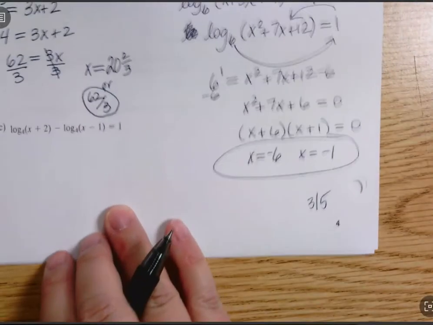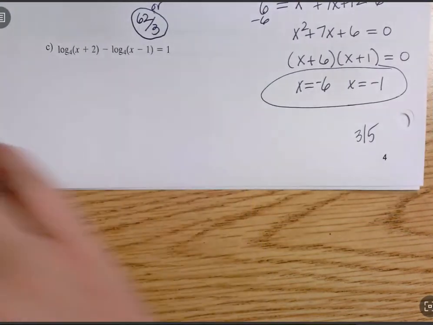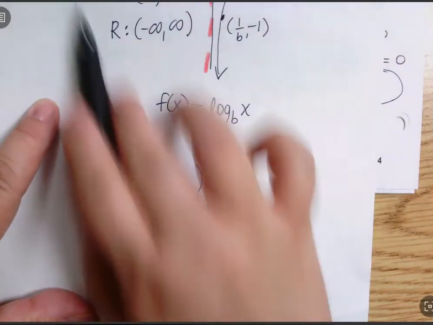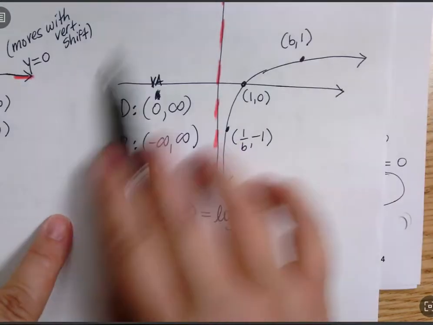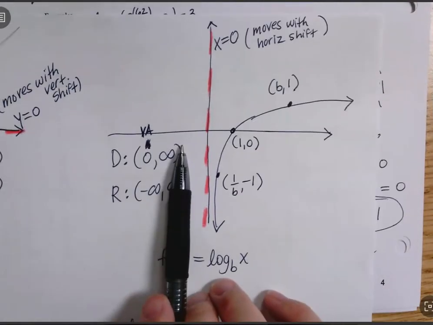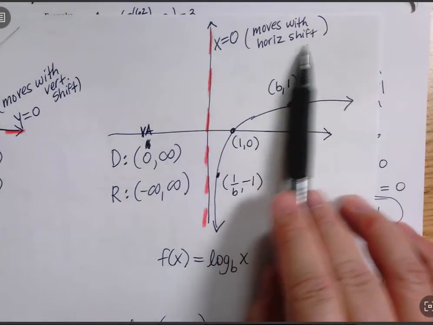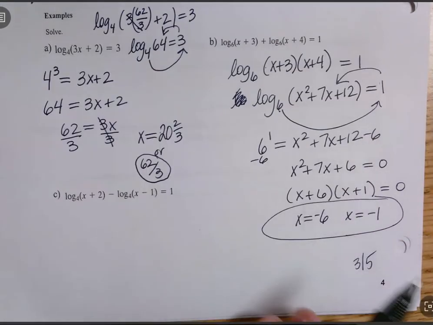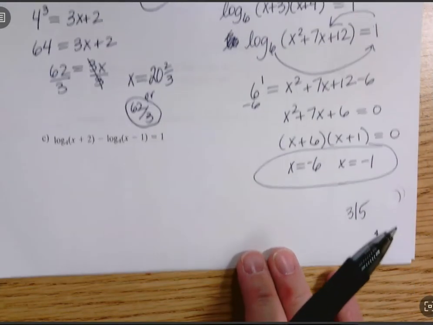Always check your answer when you're solving a logarithmic equation, simply because all the x values in one part of the graph are not going to work. It's not always necessarily just negative x values, because remember, we've got horizontal shifts going on here, so that asymptote can move. Okay, you just have to check your answer is what it is.